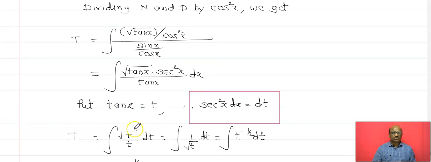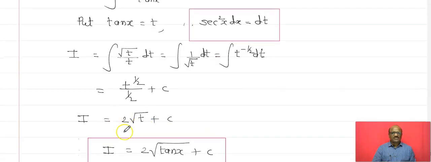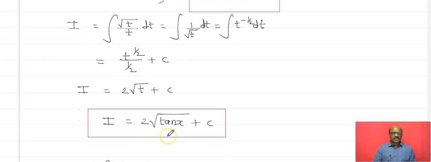Put tan x equals t, sec square x dx equals dt. Therefore I equals integral root t upon t dt, that is integral 1 upon root t dt, which is integral t raised to minus 1 by 2 dt, and its integral is t raised to 1 by 2 upon 1 by 2 plus c, that is I equals 2 root t plus c. Therefore I equals 2 root of tan x plus c.